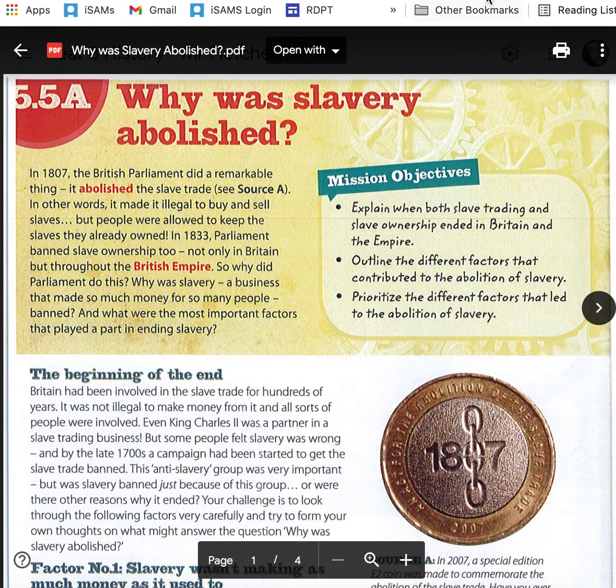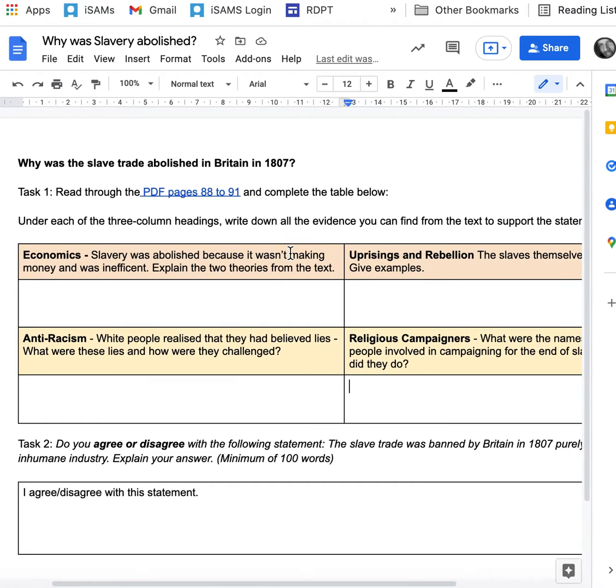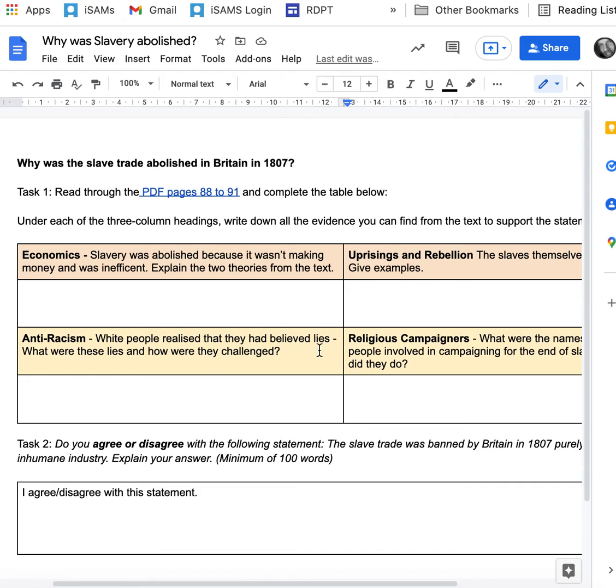Okay, here's the table. There are 4 sections on the PDF you're going to be reading. One is about economics. The other one is the story of how the slave trade was abolished, maybe not just purely because it was abhorrent and disgusting and against human rights, but possibly because it was no longer profitable to transport slaves from Africa and to use them on the plantations.